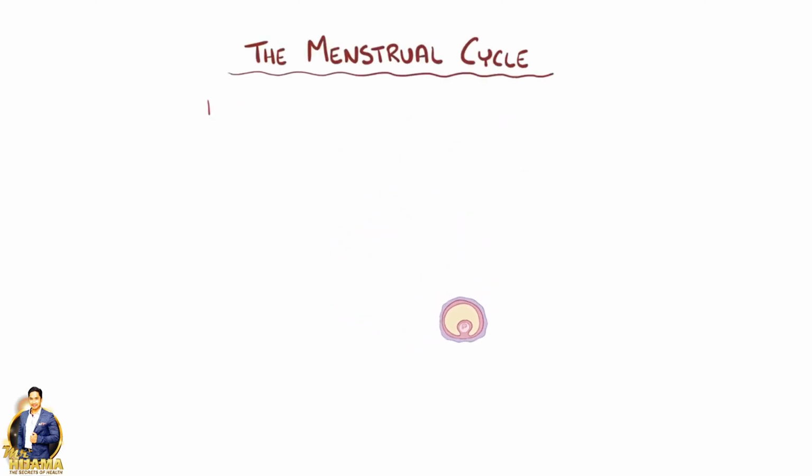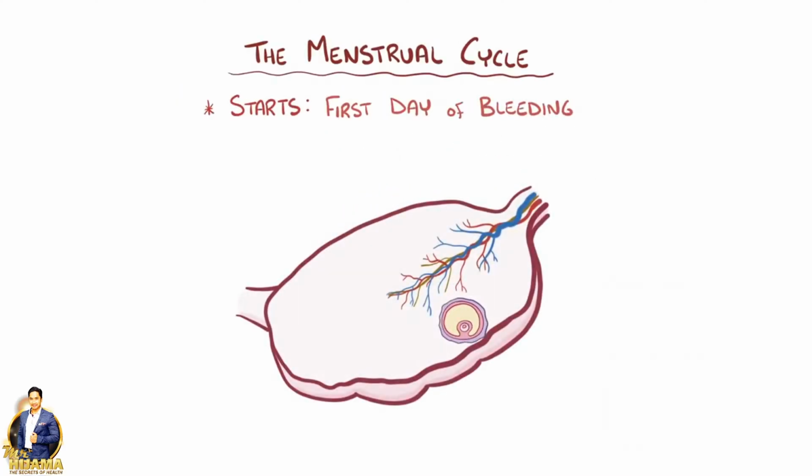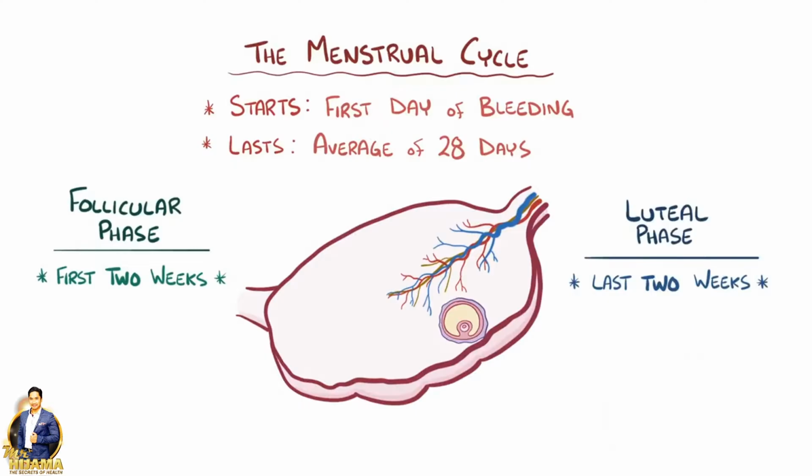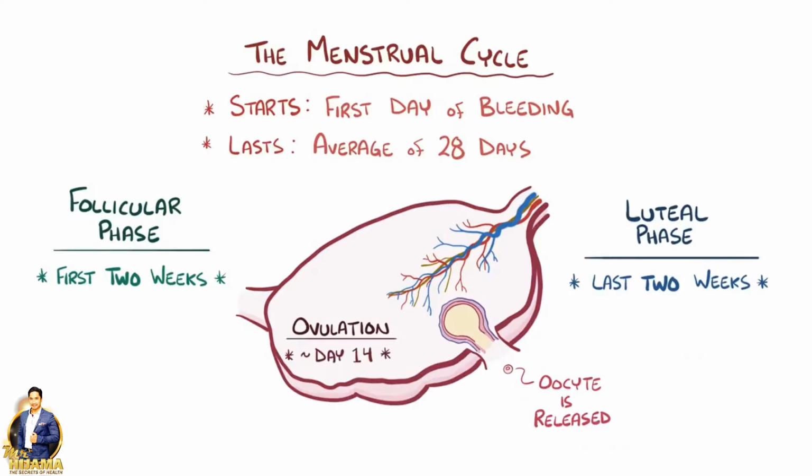The menstrual cycle starts on the first day of menstrual bleeding, and lasts 28 days on average from then. Assuming a 28-day cycle, the follicular phase makes up the first 2 weeks of the menstrual cycle, and the luteal phase, the last 2 weeks. These 2 phases are separated by ovulation, which is when the follicle ruptures and releases an oocyte that is ready to be fertilized. This usually occurs on day 14 of a 28-day cycle.